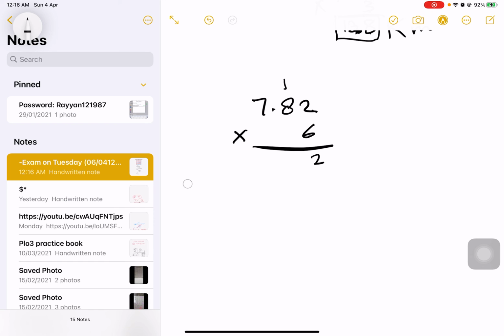It is 48 plus 1, 49. 9 and 4 above the 7. 6 by 7, 42 plus 4, 46.